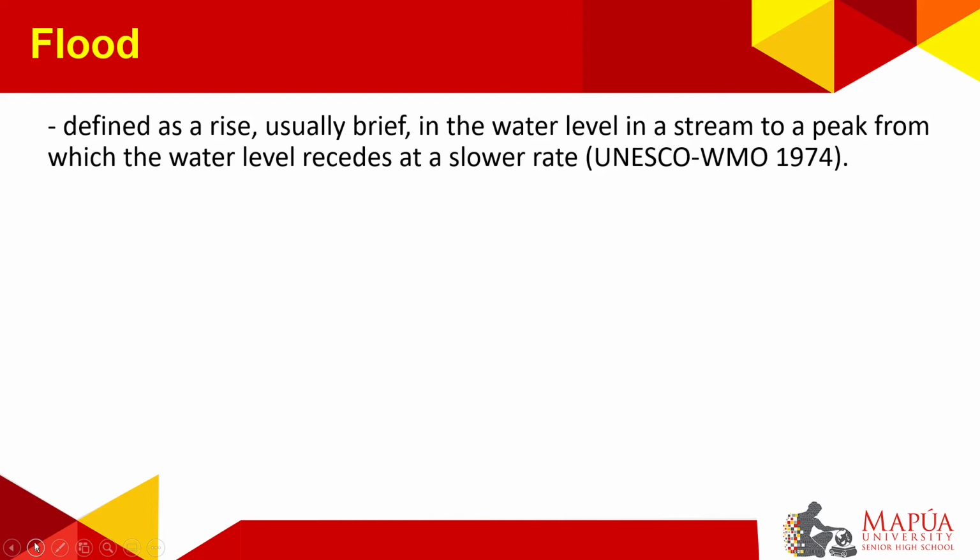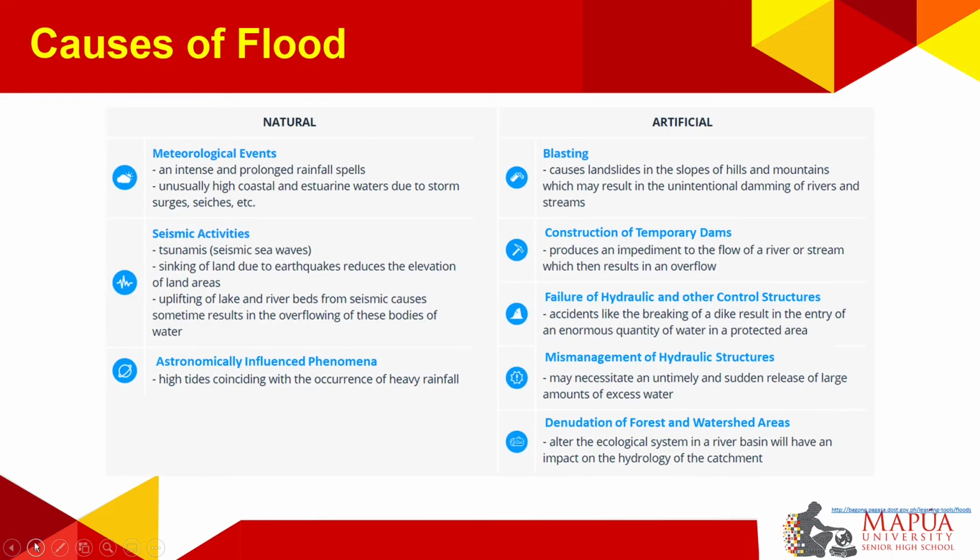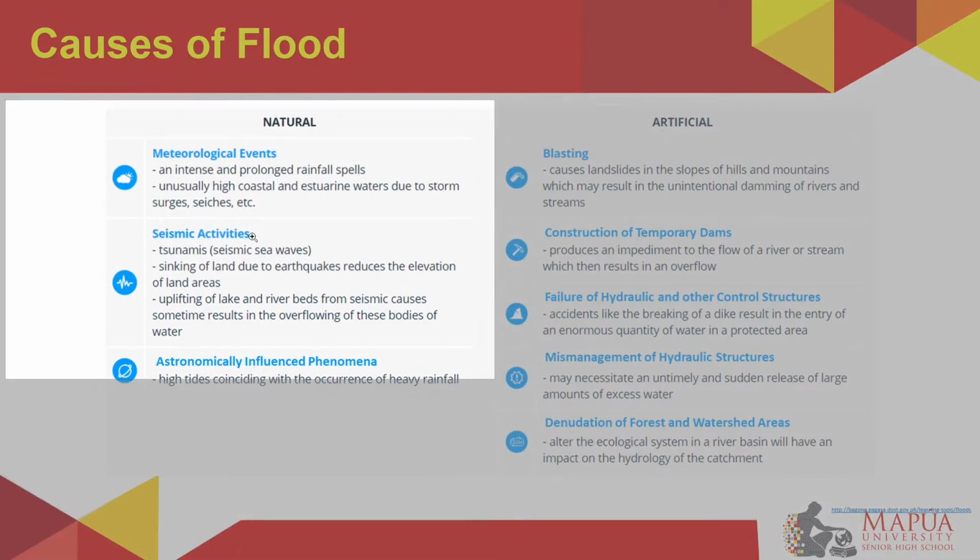But we can tell that we are experiencing a flood if there's a collection of water to a point where the water level recedes at a slower rate compared to the addition of water from the tropical cyclone or the typhoon or the thunderstorm itself. Okay? Now, when it comes to flooding, there are many different causes.